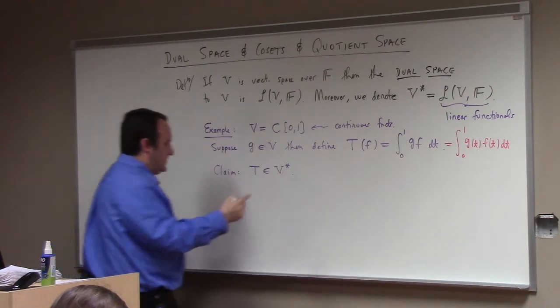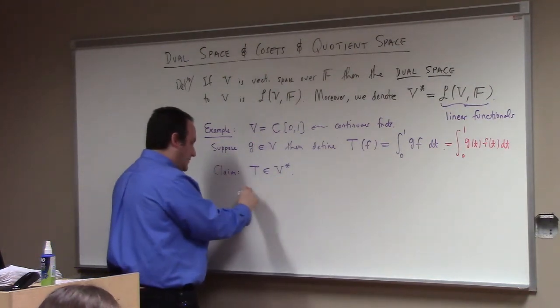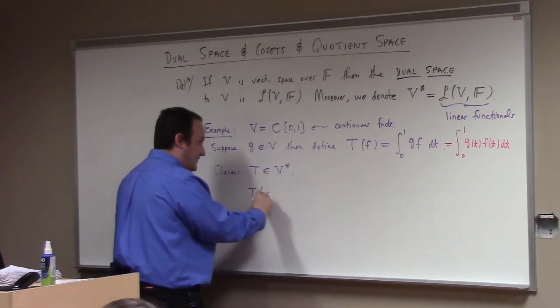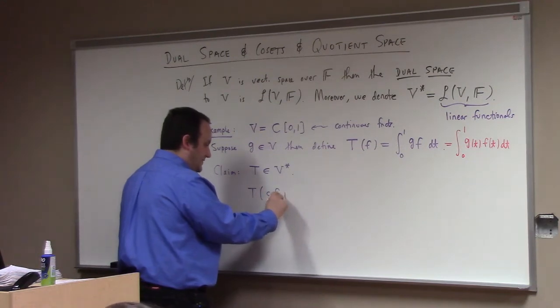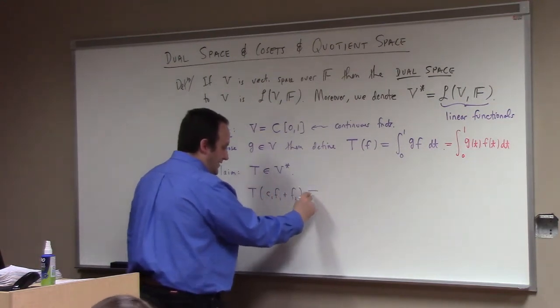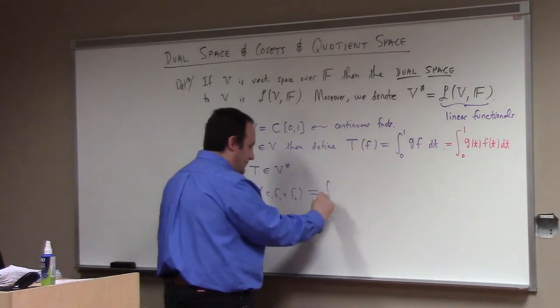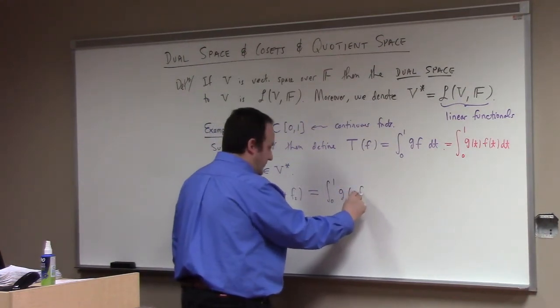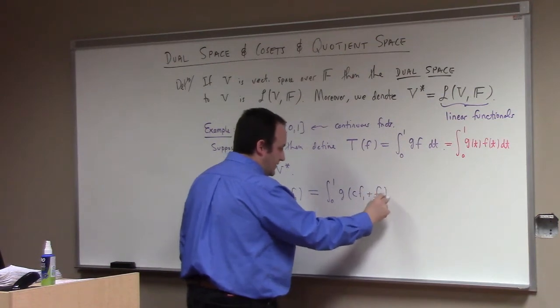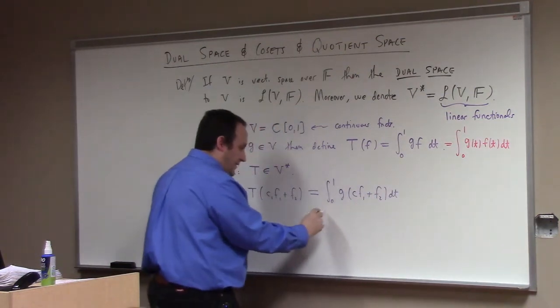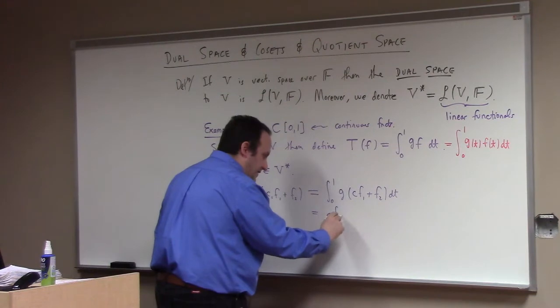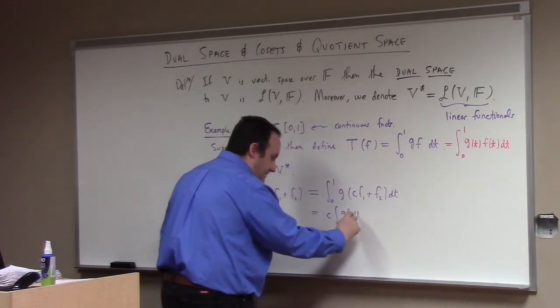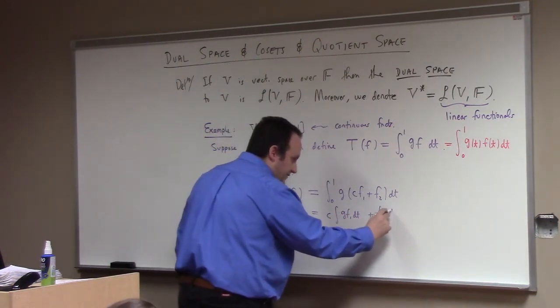All right, so what do we have to check to show it's in V dual? We need to check T of C1 F1 plus F2, and see how that works out. So that would be the integral from 0 to 1 of this function g times CF1 plus F2 dt. But by properties of definite integrals, I can pull the c out. I've got the integral of gf1 dt plus the integral of gf2 dt.